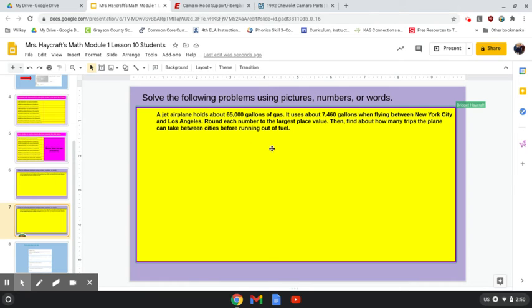All right, ladies and gentlemen, we're going to walk through this word problem. So we're going to do the RDW, which is read, draw, and write.